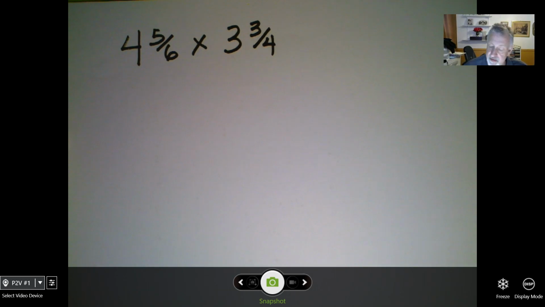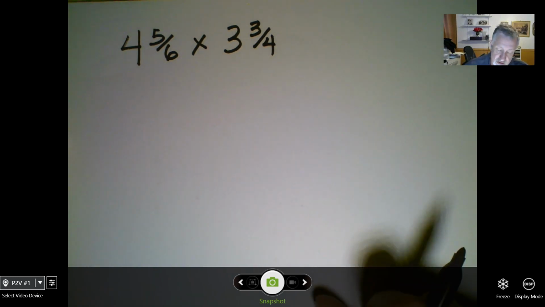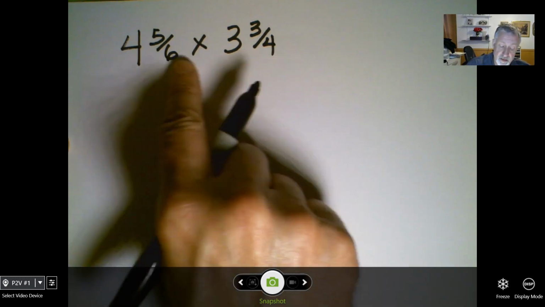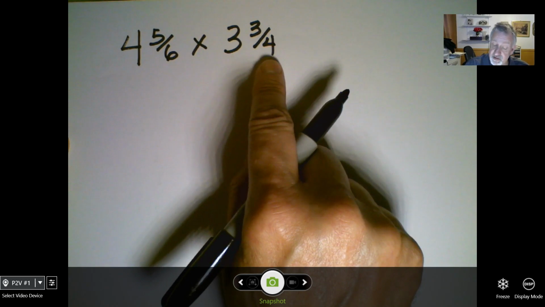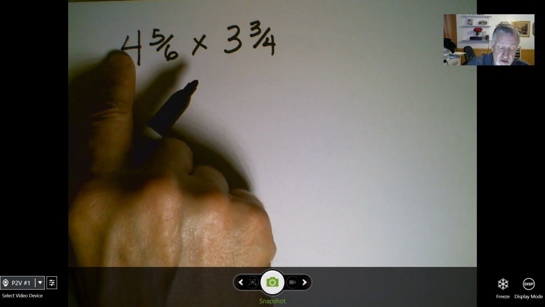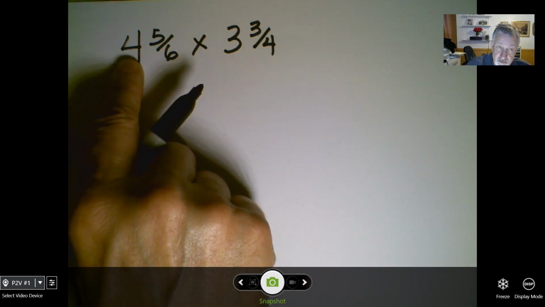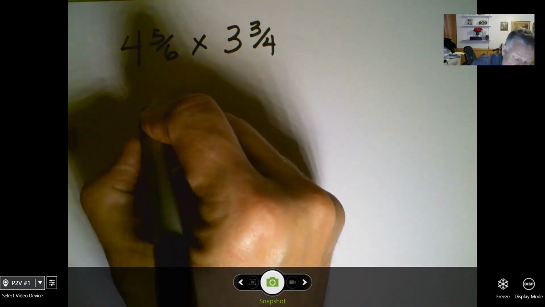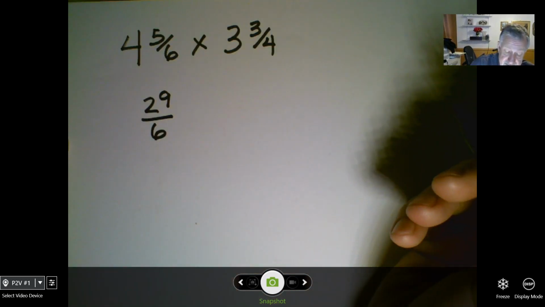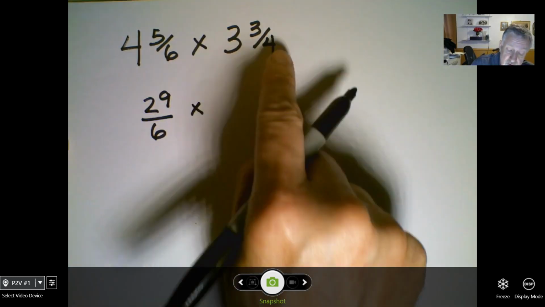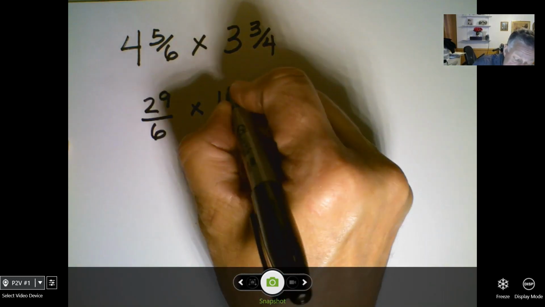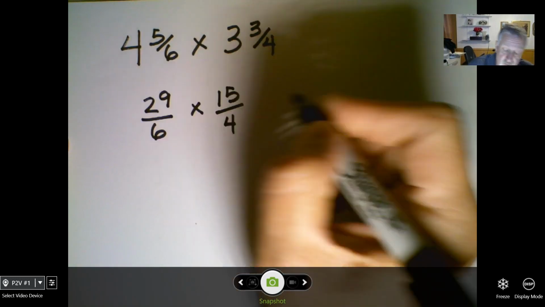Okay, so the first method that I am going to use to solve this is going to be the improper fraction method. Just change each of these mixed numbers into an improper fraction, multiply them together, and come up with my answer. So here I have 6 times 4 is 24, plus 5 is 29. So one improper fraction is 29 over 6. And the other one, 4 times 3 is 12. 12 plus 3 is 15. And that's 15 over 4.